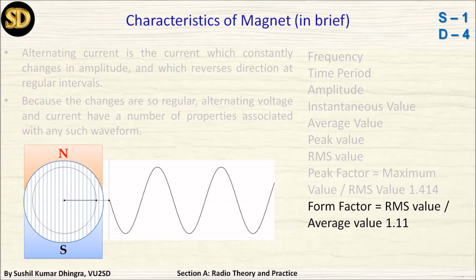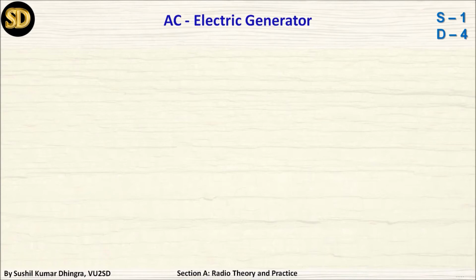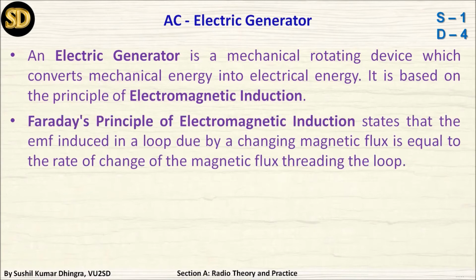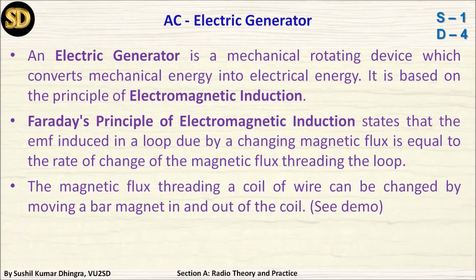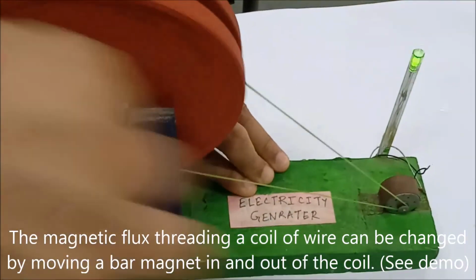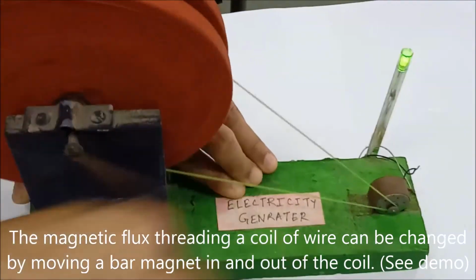And in the same way, waveform, cycle, rotation of armature 360 degrees. This one I am going to discuss. So what is an AC electrical generator? An AC electrical generator, as I told previously, is a mechanical rotating device which converts mechanical energy into electrical energy. It is based on the principle of electromagnetic induction, which depends on Faraday's law. The magnetic flux threading a coil of wire can be changed by moving a bar magnet in and out of the coil. Just see a demo. This will give you more idea.